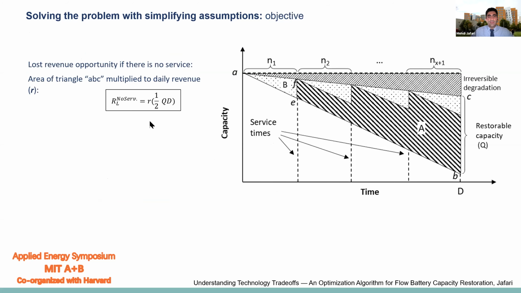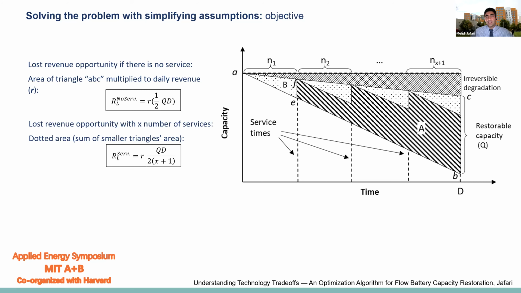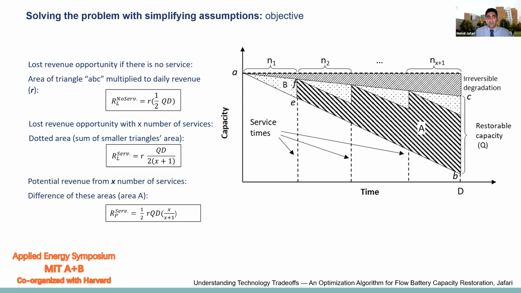So we developed this problem and we try to see what is the cost of these services versus the revenue opportunity we can gain. So imagine if we don't do any service in period D, the lost revenue opportunity will be equal to the area of triangle ABC in this figure. However, if we do regular services, the lost revenue opportunity with X number of services will be the sum of the areas of smaller triangles, or dotted triangles. So the total opportunity that we can gain from doing X number of services will be the area of the bigger triangle minus the smaller triangles' area, as we show in this equation.